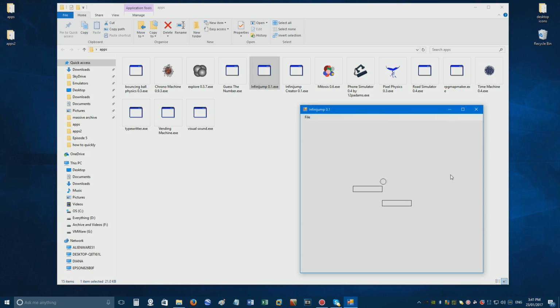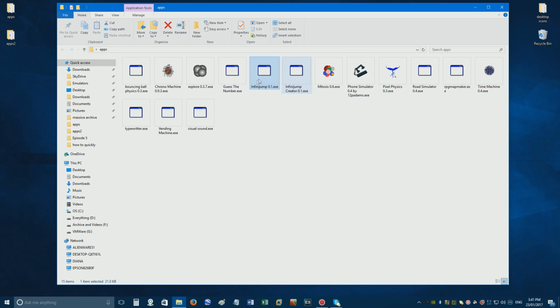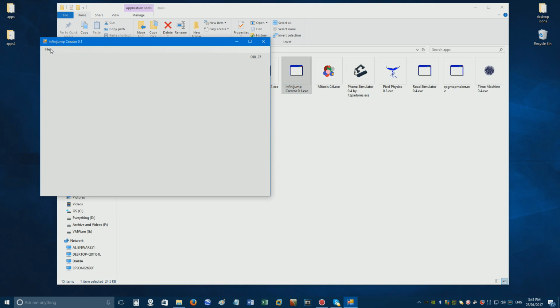And you're thinking, what is this? This is the default level, okay? There is nothing really going on here. So Infinijump comes with Infinijump Creator. And what you're supposed to do here is you place these squares, you make your own little level.